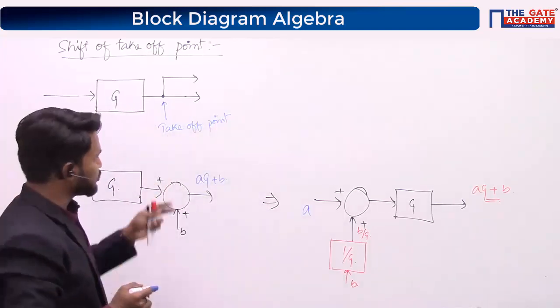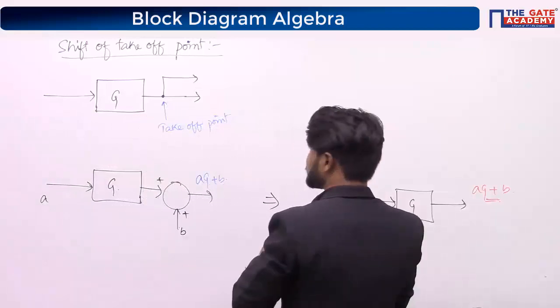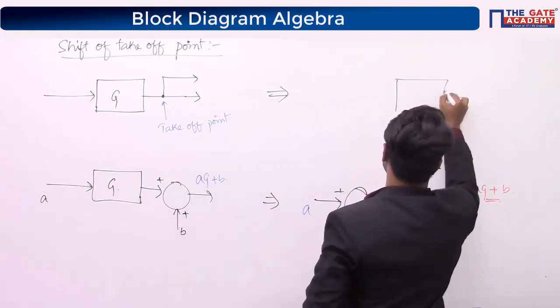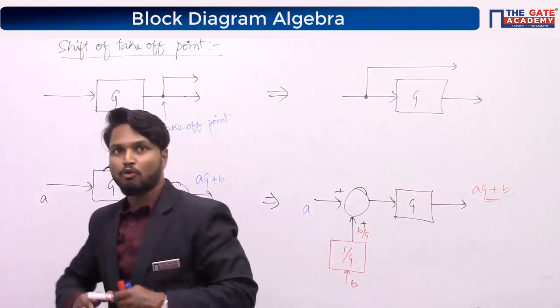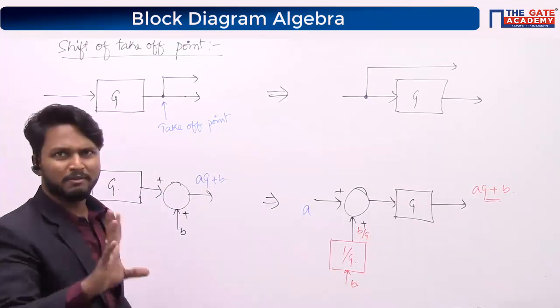So I just want to shift this to the left of this block, right? The location of this takeoff point is to the right of this block. I just want to shift this to the left side. In this case, what modification should I do? So just go through the conventional approach.